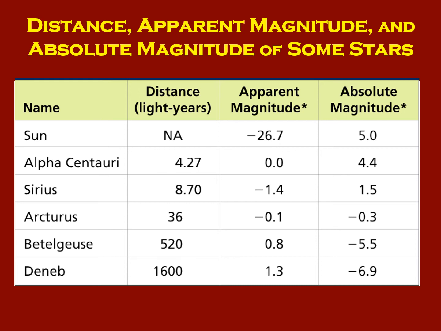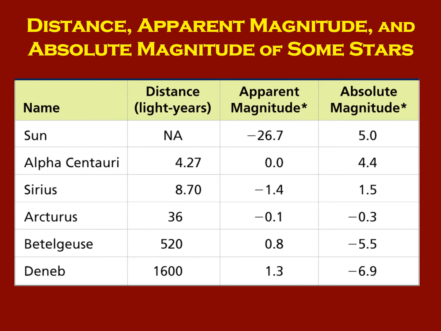a star appears bright, let's say has a low number for its apparent magnitude, like our sun is -26.7, doesn't mean that it's actually a truly bright star. Look at its absolute magnitude. Our sun is just a 5. Okay, remember, 5 is much dimmer than -27. And other stars might not appear as bright as they truly are.